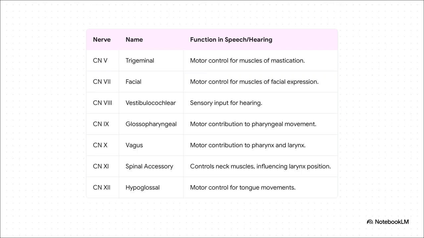Next, there's a group for the throat. CN9, the glossopharyngeal, and CN10, the vagus, which both help move the pharynx. The vagus also controls the larynx. Then there's CN11, the spinal accessory, which controls neck muscles to help position the larynx.